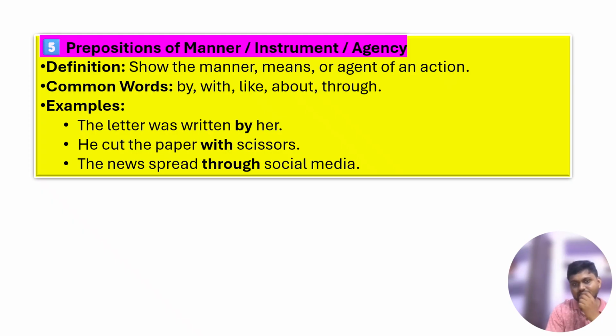Here we show the paper is being cut by the scissor. As you can see in both of the sentences, by is used for a person and with is used for an object. The last example is the news spread through the social media. So here we see how preposition of manner, instrument, and agency works.